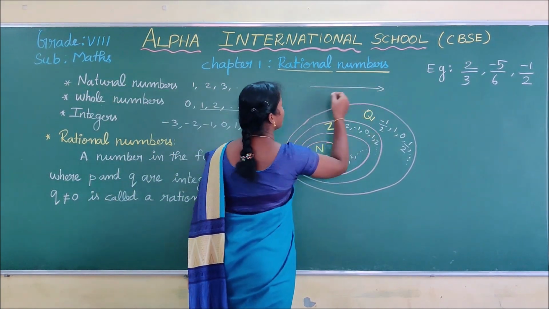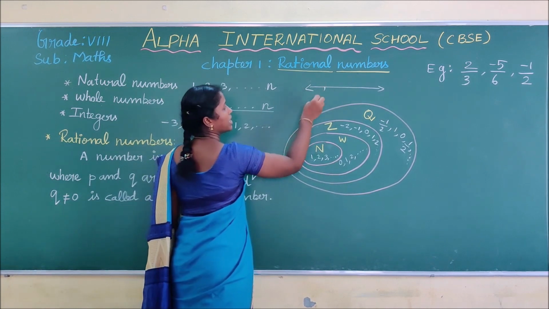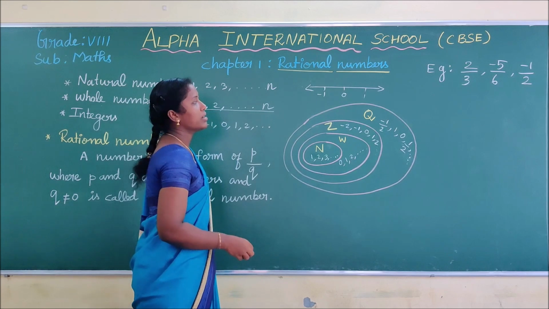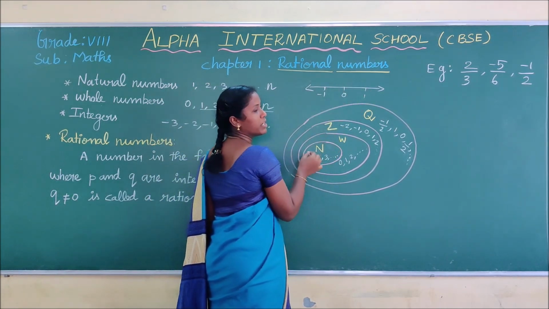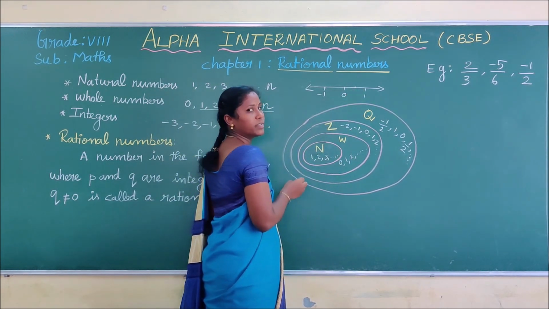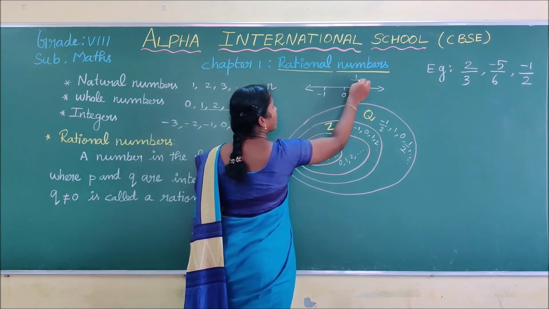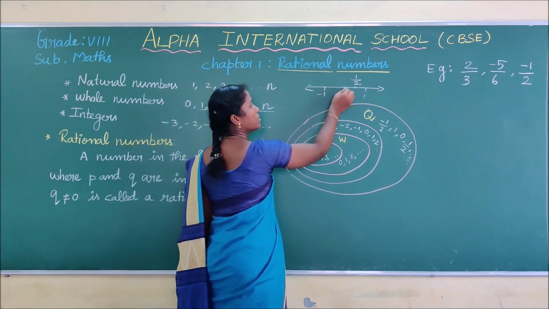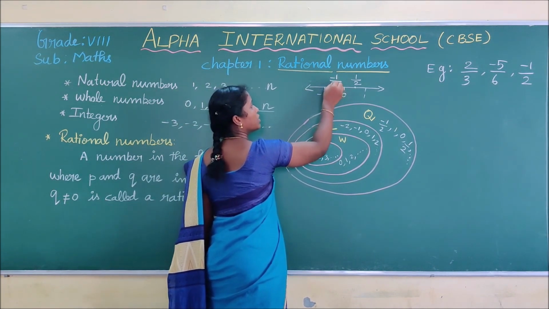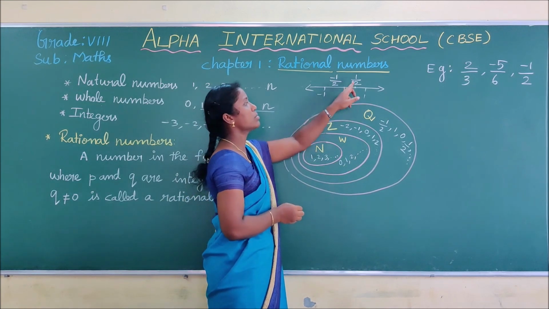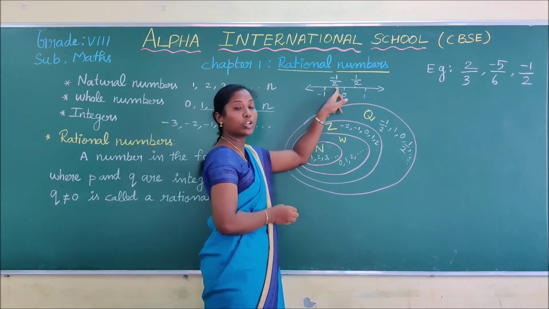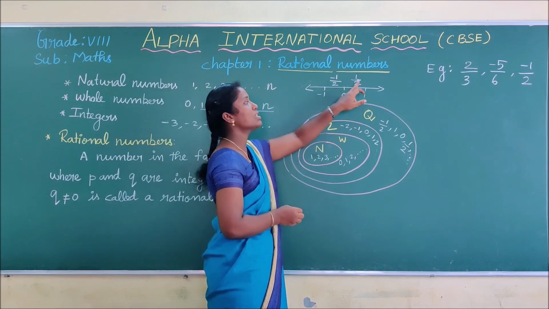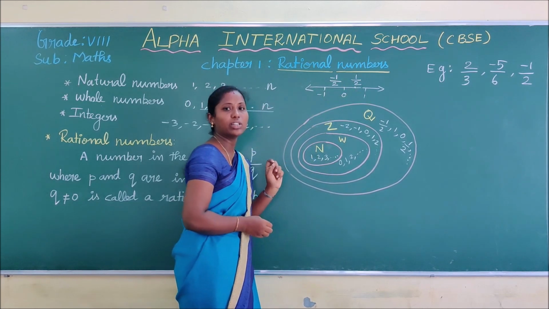Look at this number line. I am taking a number line with minus 1, 0, 1. See here, if you take any number between 0 and 1, such as the mid number between 0 and 1, the value will be 1 by 2. If you take a number between 0 and minus 1, the value will be minus 1 by 2. See, these numbers are in the form of a fraction. They are not natural numbers, whole numbers, or integers. So, such types of numbers are called rational numbers.